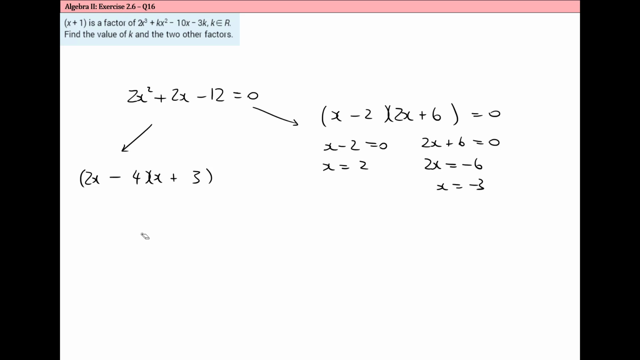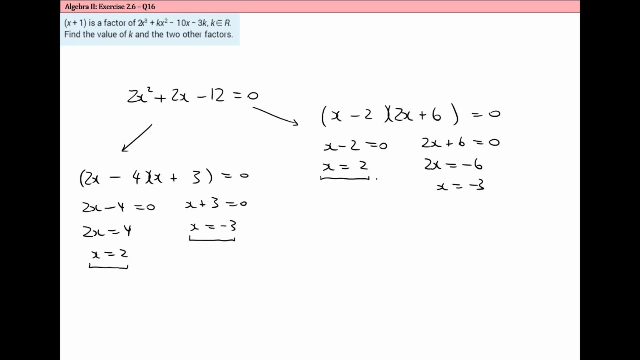But likewise, if I took the first factorization and let that equal to 0, we have 2x minus 4 equals 0, x plus 3 equals 0, 2x equals 4, x equals 2, and x equals minus 3. So we would have got the same two roots or solutions regardless of which factorization we used. But most of the time when we're factorizing a quadratic, there's only one solution. But sometimes, like I said, if there's a common factor, that common factor could have been applied to either bracket to give us two separate sets of factorization.